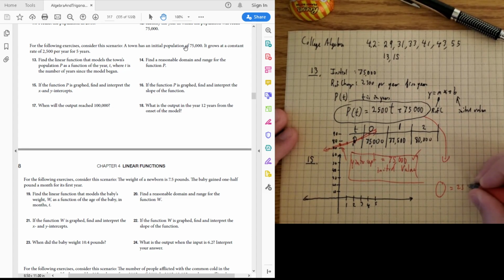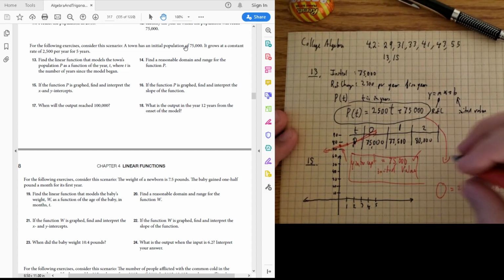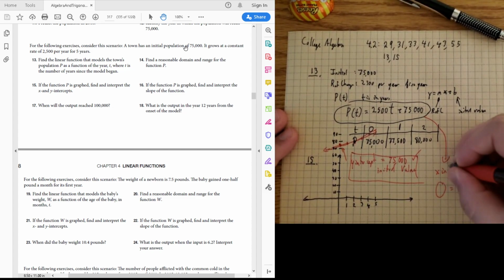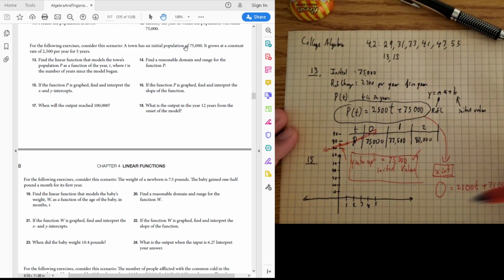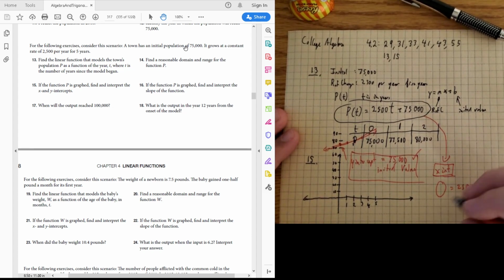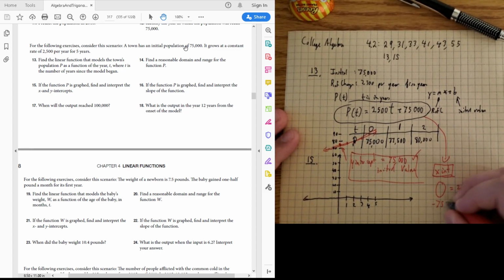So 0 equals 2500t plus 75,000. Okay, this is one of the ways we can use to find the x-intercept. Notice I used the graph to find the y-intercept because that was easiest, and now I can use the equation to find the x-intercept because that was easy for the equation. I'm going to move the 7,500 over, get negative 7,500 equals 2,500t, divide both sides by 2,500.